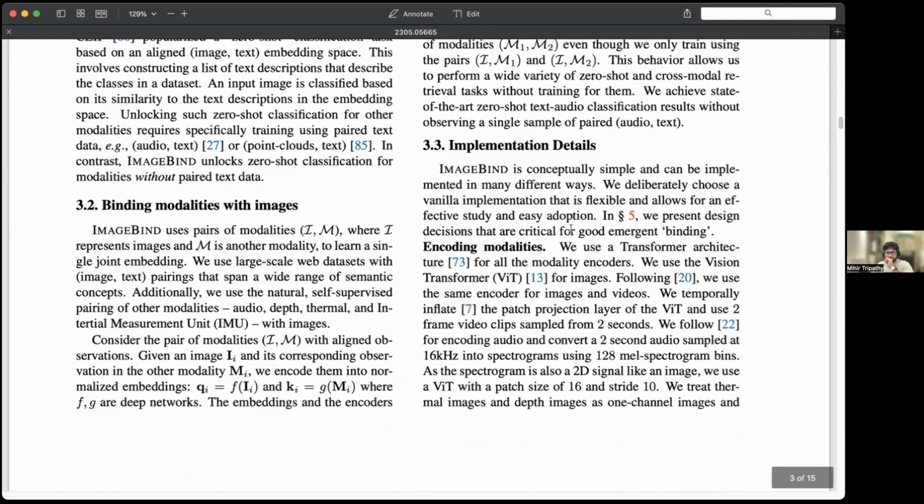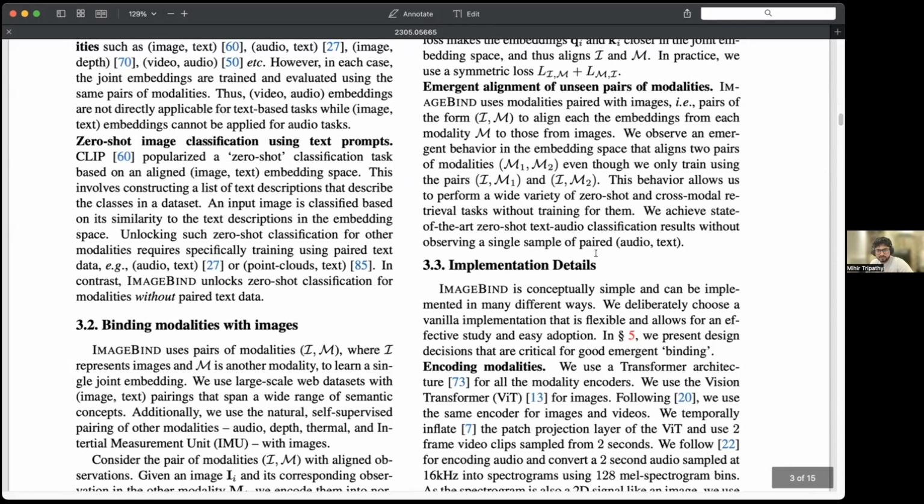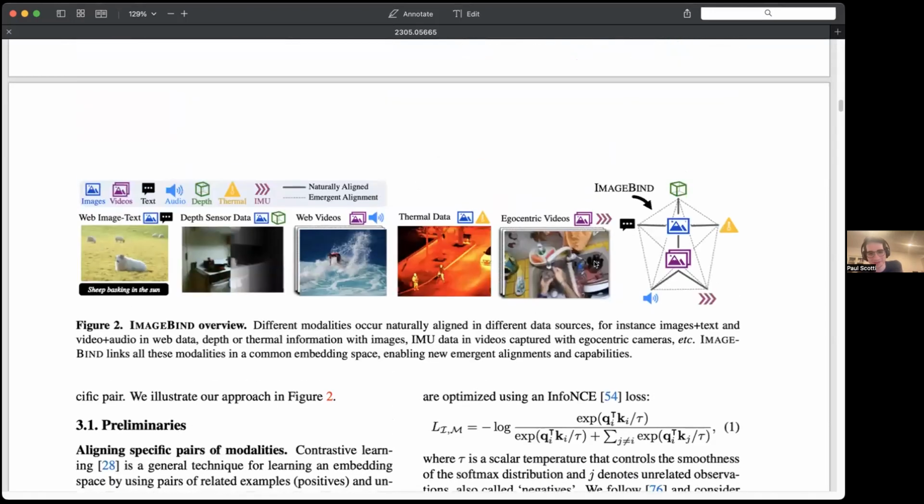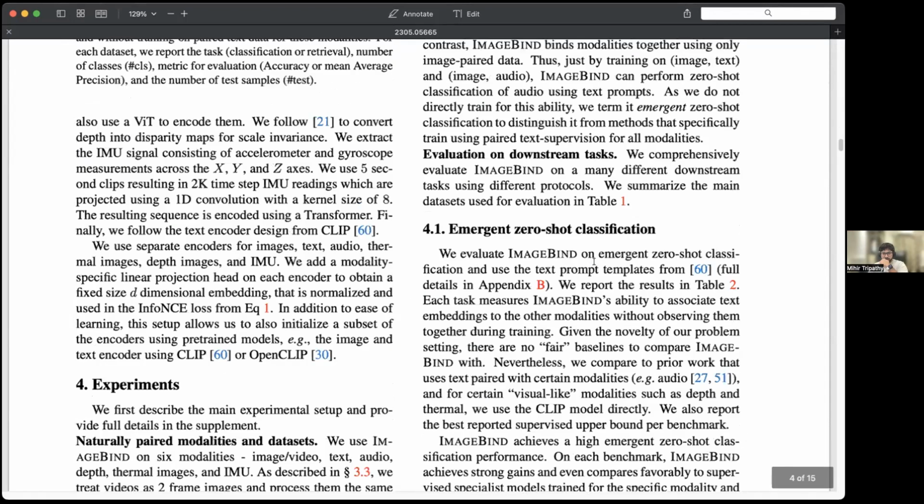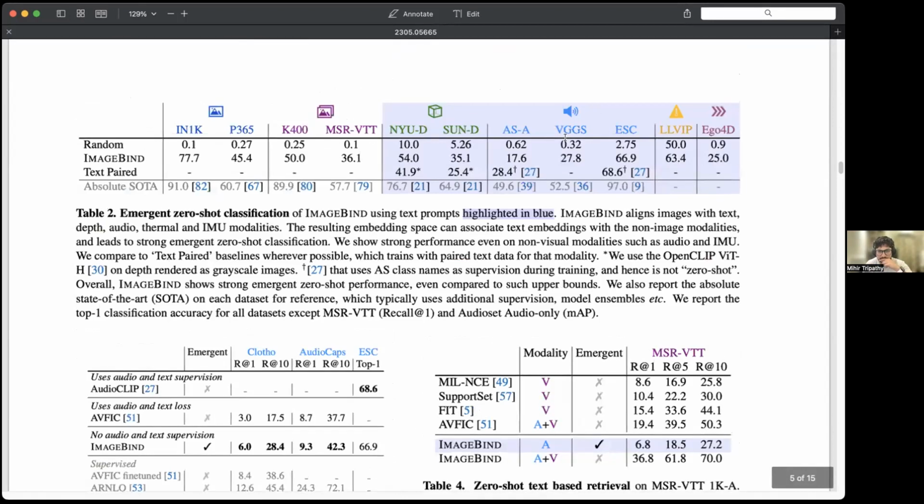Okay, if you come to the third page, in this section on emergent alignment of unseen pairs of modalities, the last sentence states that we achieve state-of-the-art zero-shot text audio classification results without observing a single sampled pair of audio and text. They just mention it here without elaborating what that means. But I guess they're talking about, where's the stats on that? There's no table.